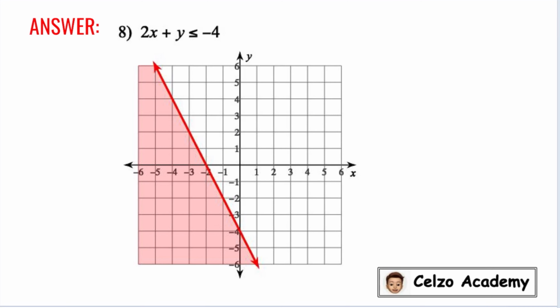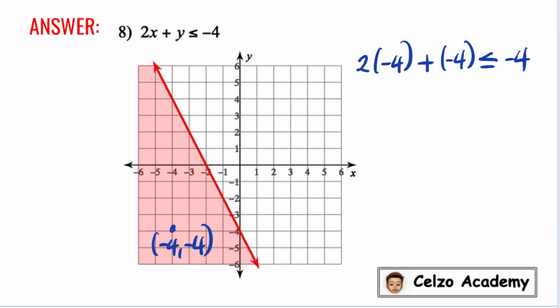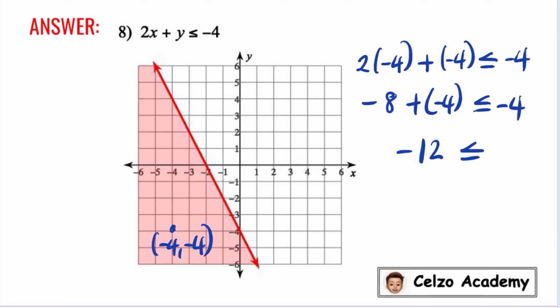Let's test the point negative 4, negative 4. Plugging in negative 4 into the inequality, we have 2 times x is negative 4 plus y is negative 4 less than or equal to negative 4. 2 times negative 4 is negative 8 plus negative 4, is it less than or equal to negative 4? Negative 8 plus negative 4 is negative 12, less than or equal to negative 4, which is a true inequality. So the solution set of question number 8 are any points below the line, including the points on the line.